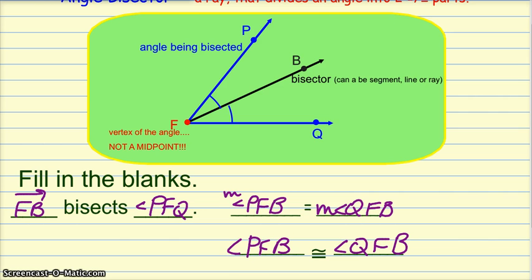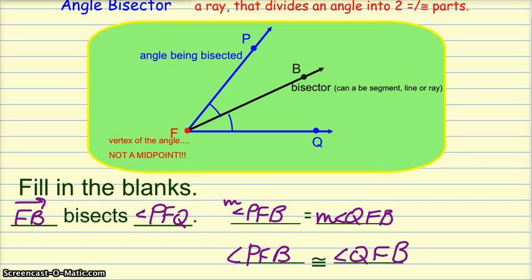So no special notation for the word bisect. You have to tell it like it is, or specify what 2 pieces are congruent because it was bisected. Bisected meaning cut in half. Think about that prefix bi.